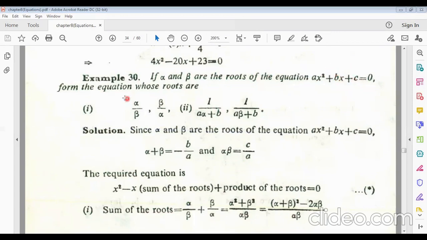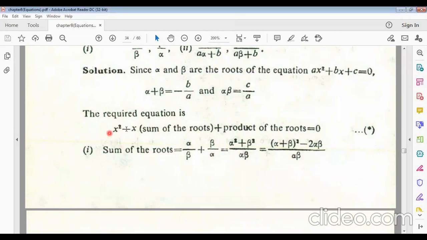So now we have to form the equation whose roots are this, the first one, and the second one is this. For the first one, since alpha and beta are the roots of the given equation, the sum of the roots will be minus b by a, and the product of the roots will be c by a. So the required equation will be, this is the formula for forming an equation, x square minus x into the sum of the roots plus the product of the roots equals 0. Now the sum of the roots will be alpha by beta plus beta by alpha.